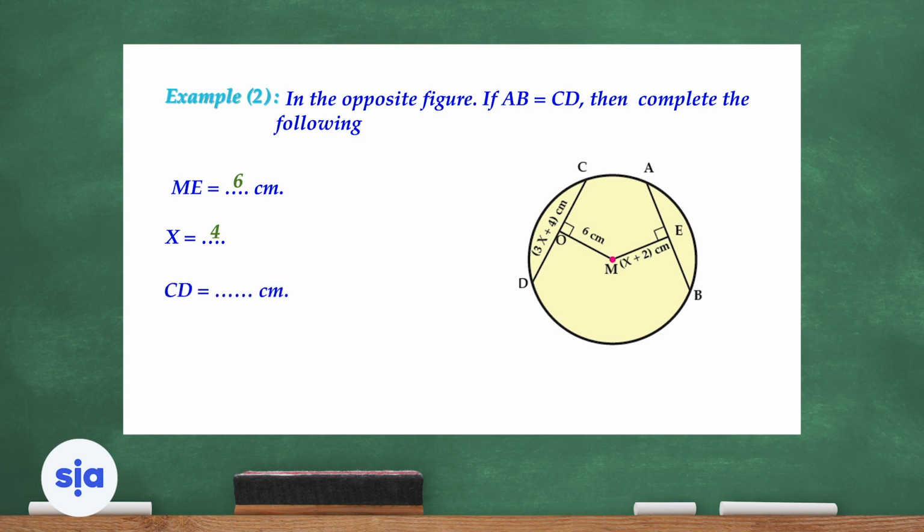Third question, find the length of CD. As you can see, the length of chord CD is given with an algebraic expression, which is 3x plus 4. But now, we got the value of x, which is 4. If you substitute x by 4, 3 times 4, which is 12, plus 4 is 16. So the length of CD is 16 centimeters. Wow, you guys are perfect.